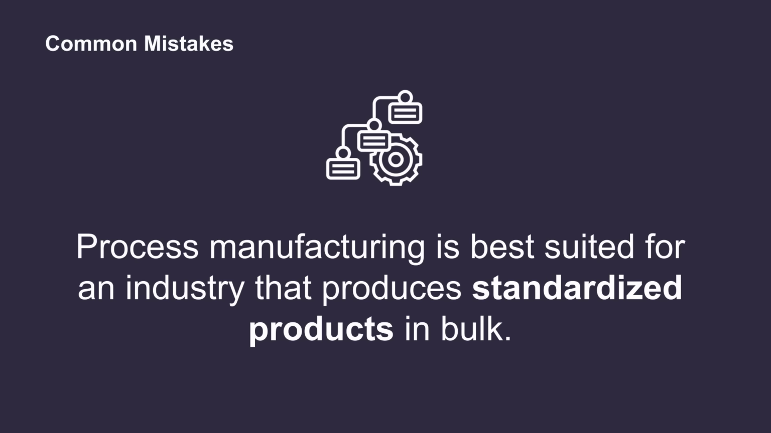Manufacturers rise or fall based on their efficiency. If they can produce greater volume at lower prices than their rivals, manufacturers tend to do pretty well. Process manufacturing is best suited for an industry that produces standardized products in bulk. They can mass produce the products if they know the formula or recipe.